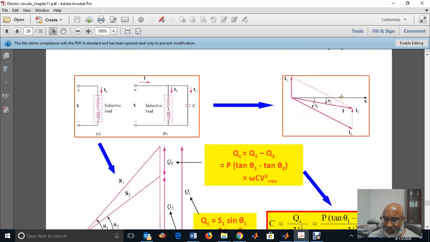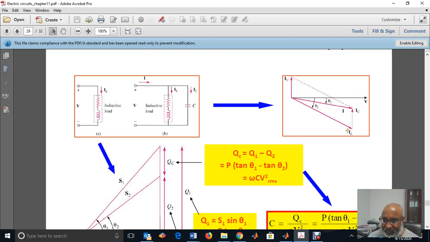This is the current and the voltage diagram. Let's say that this is the voltage, and of course the current leads the voltage in the capacitive load. IC leads V by 90 degrees, so you see IC is perpendicular to V, and IL here is lagging. Originally I was having theta 1. This is the original load, the power factor of the original load, theta L.